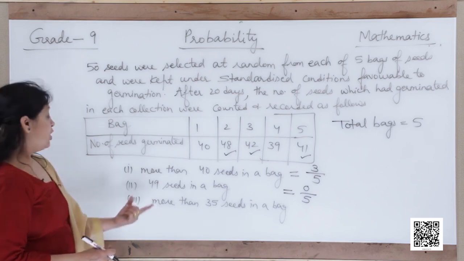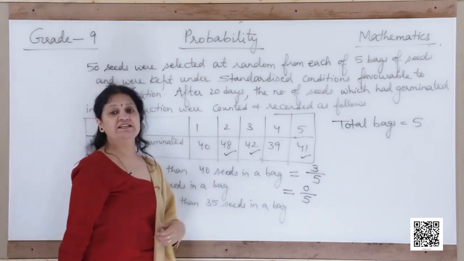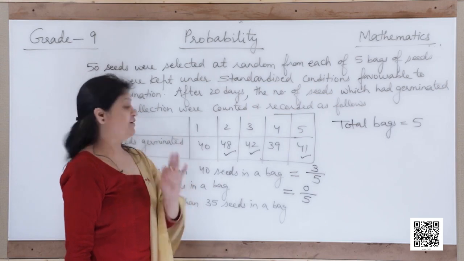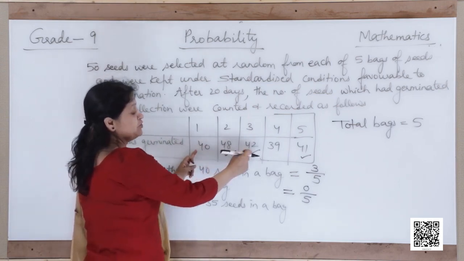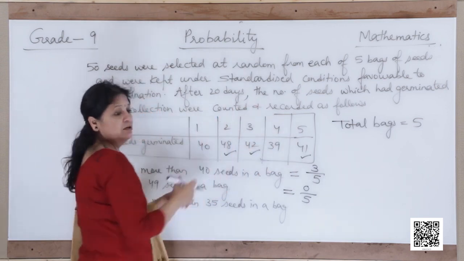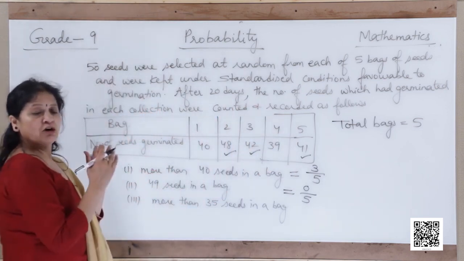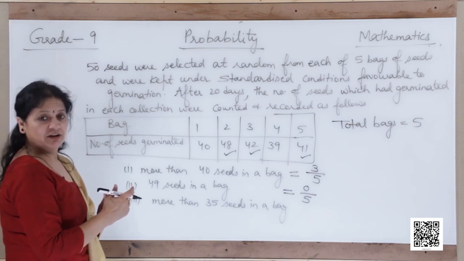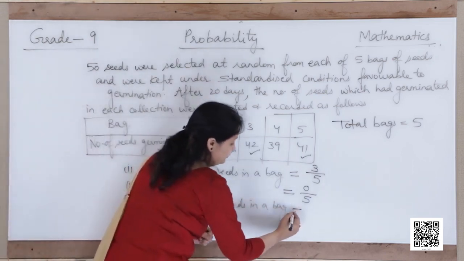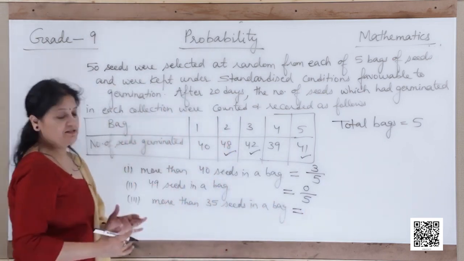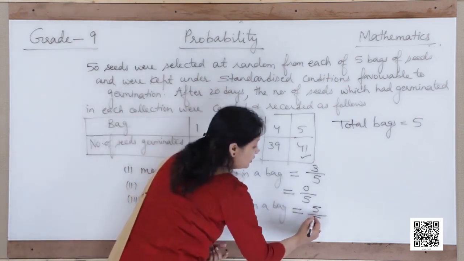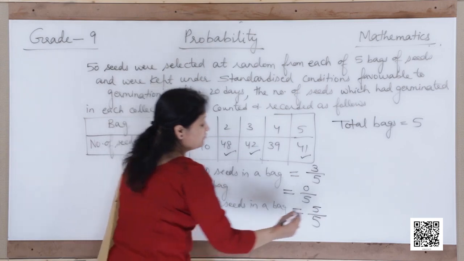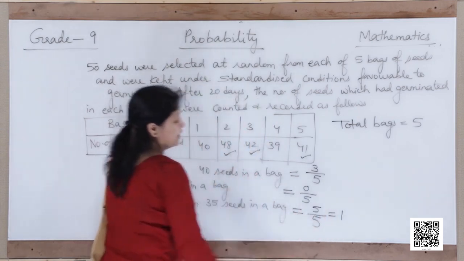Similarly, the third part, more than 35 seeds in a bag, more than 35. 40 is more than 35, 48, 42, 39, 41. All the seeds in all the 5 bags are more than 35. So the answer for the third part is 5 bags, and total is also 5. So 5 by 5, which is 1.